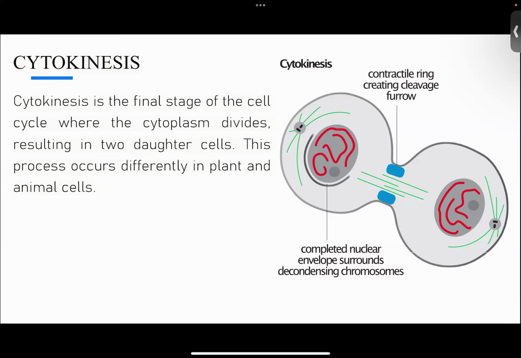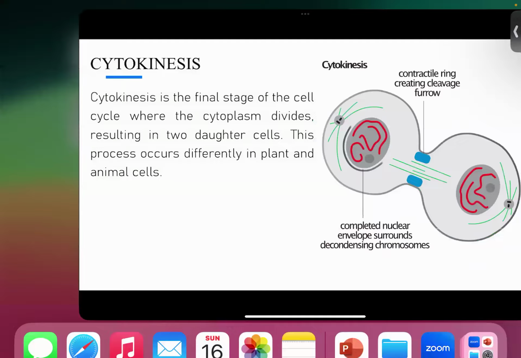Okay. So I hope you're clear with this. Basic cell cycle, interphase, and mitosis. So any doubt so far? Anything here? No, ma'am. Okay, fine.